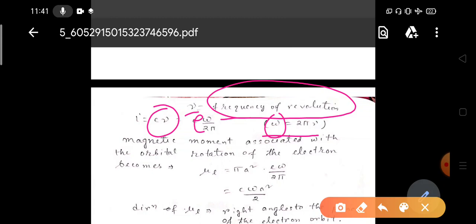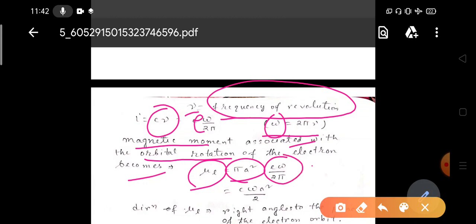So let's find the magnetic moment associated with the orbital rotation of the electron. That becomes mu l equals pi a square, that is the area of the revolving circuit of the orbit, into e omega by 2 pi, that is the current. So it will become e omega a square divided by 2.